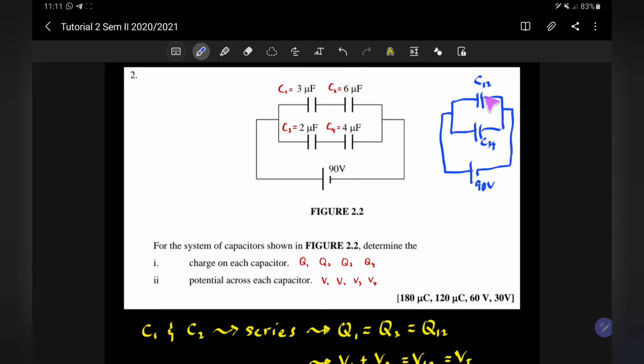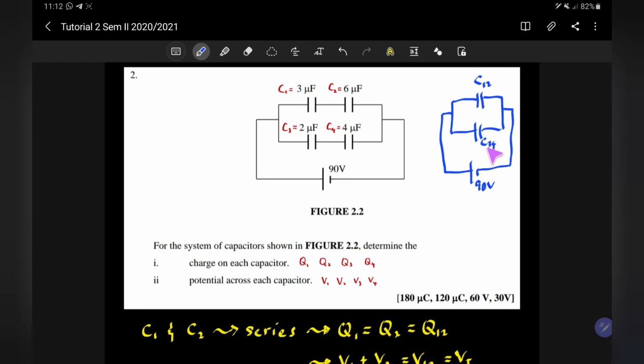So by knowing V here and here, and by knowing C12 and also C34, how do we know? We may calculate it, isn't it? 1 and 2 are just arranged in series, so 1 over C12 equals 1 over C1 plus 1 over C2, so that you will get C12. By knowing C12 and also V12, we may calculate Q12. Since 1 and 2 are arranged in series, Q1 and Q2 equal each other, which equals Q12.